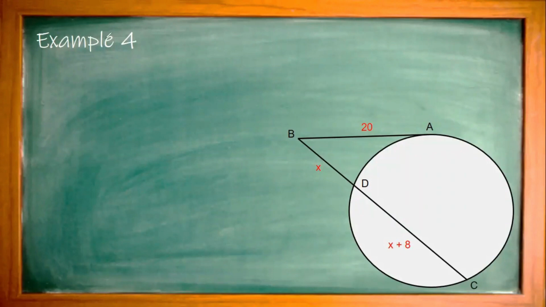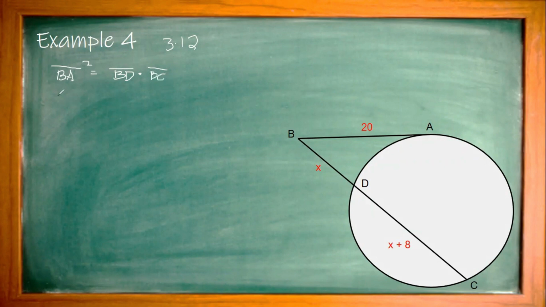Okay, let's proceed to number 4. So based on the given item here, this number 4 problem, we can use the 3.12 as our solution. Now, based on 3.12, we have line segment BA squared, and that would be equivalent to the length of BD multiplied by the length of BC.